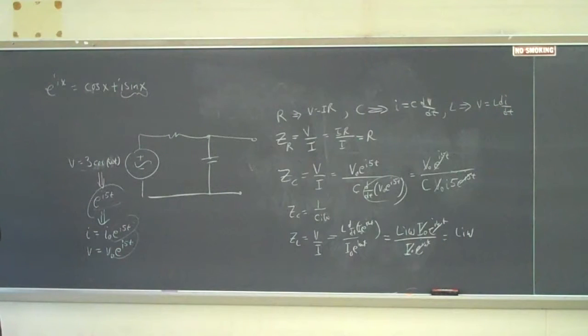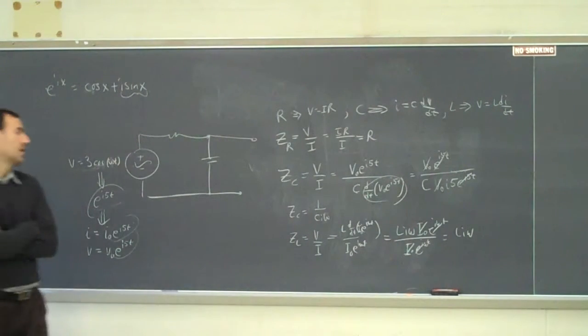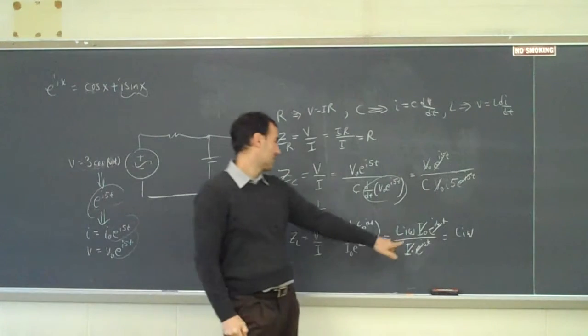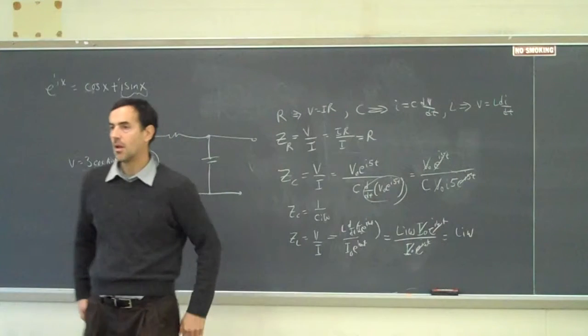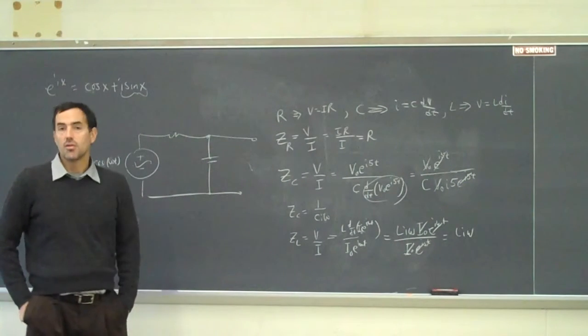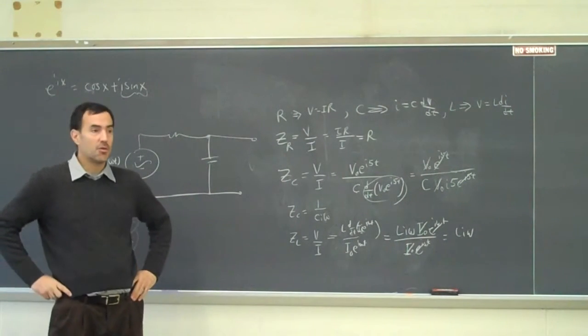Impedance of an inductor, you should get L i omega. If you had an extra I0, it's because I forgot to write the I0 in there. The I0 should cancel out. We're going to use this. You're going to like how we use them.